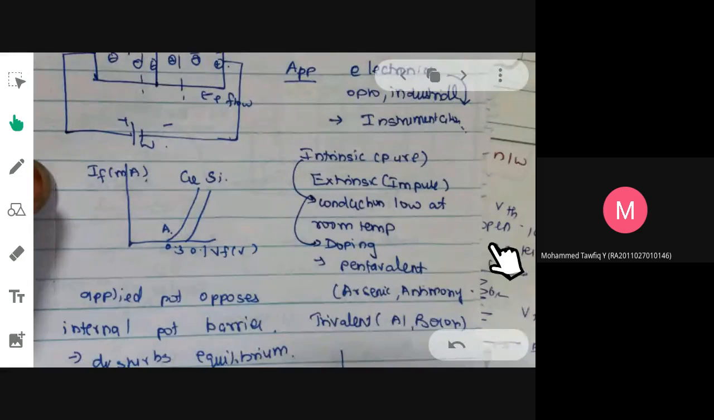So what you are going to do is make it impure. You add some extra impurities to the pure semiconductor, making it an impure, extrinsic semiconductor. That process of adding impurity is called doping. And what type of impurities can be added?